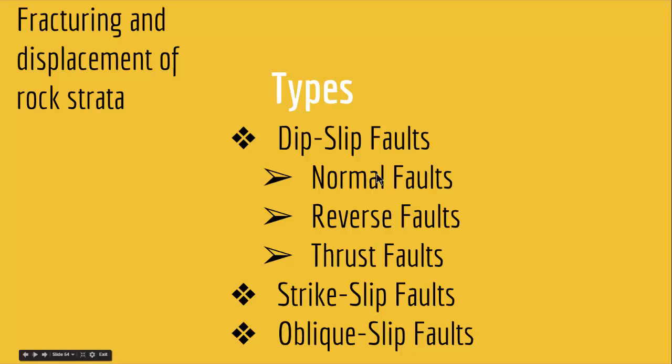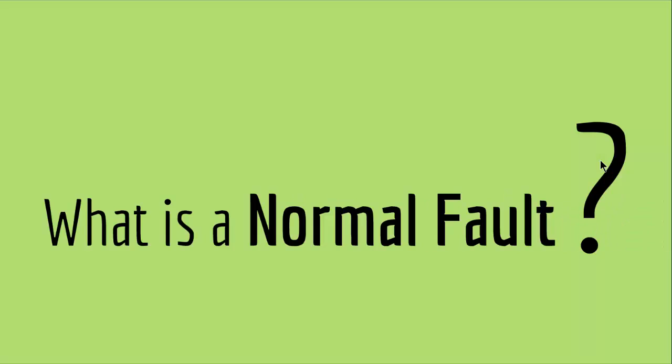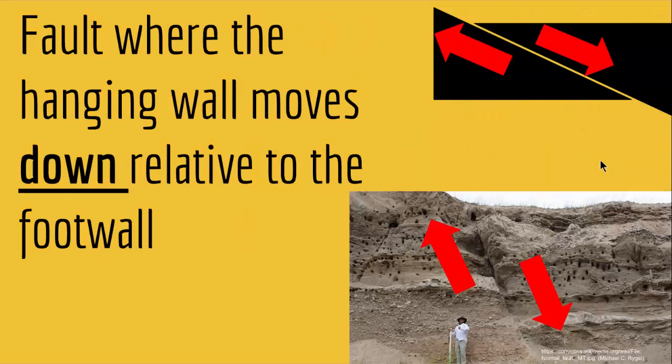So let's look at the first one, normal faults. What is a normal fault? Well, a normal fault is a fault where the hanging wall moves down relative to the foot wall. So you see in this case, this is our foot wall, because if we stand right here, this will be under our feet and this will be over our head. In normal fault, the hanging wall moves down. As you see, the hanging wall, the part that is over our head, moves down, while the foot wall goes up.